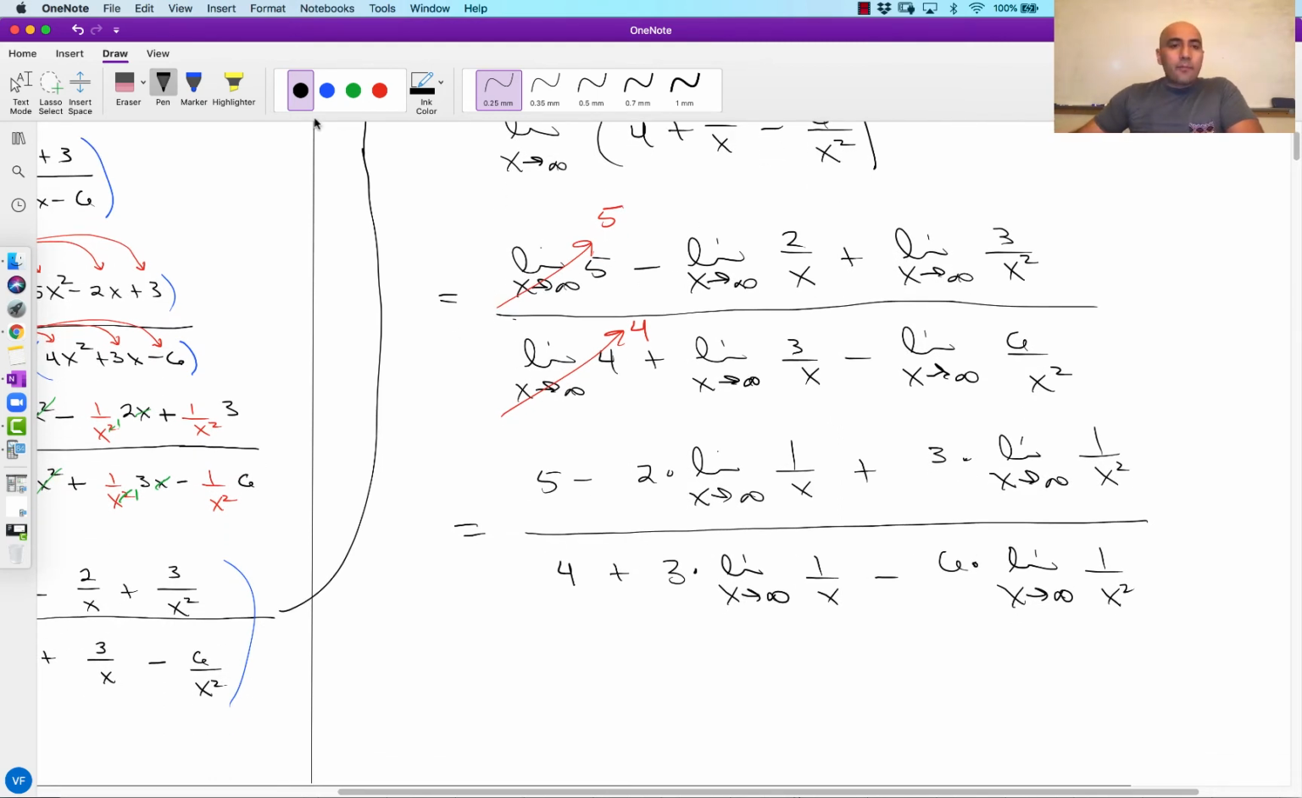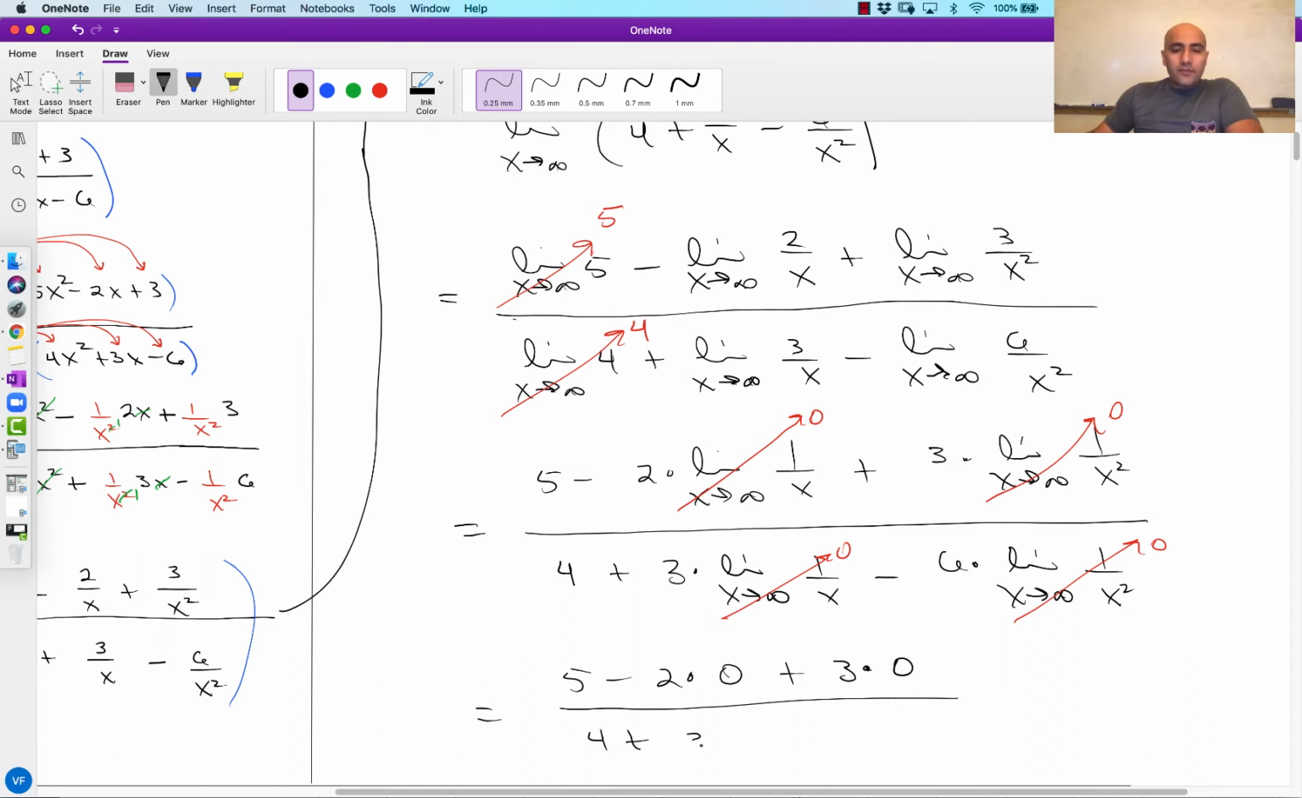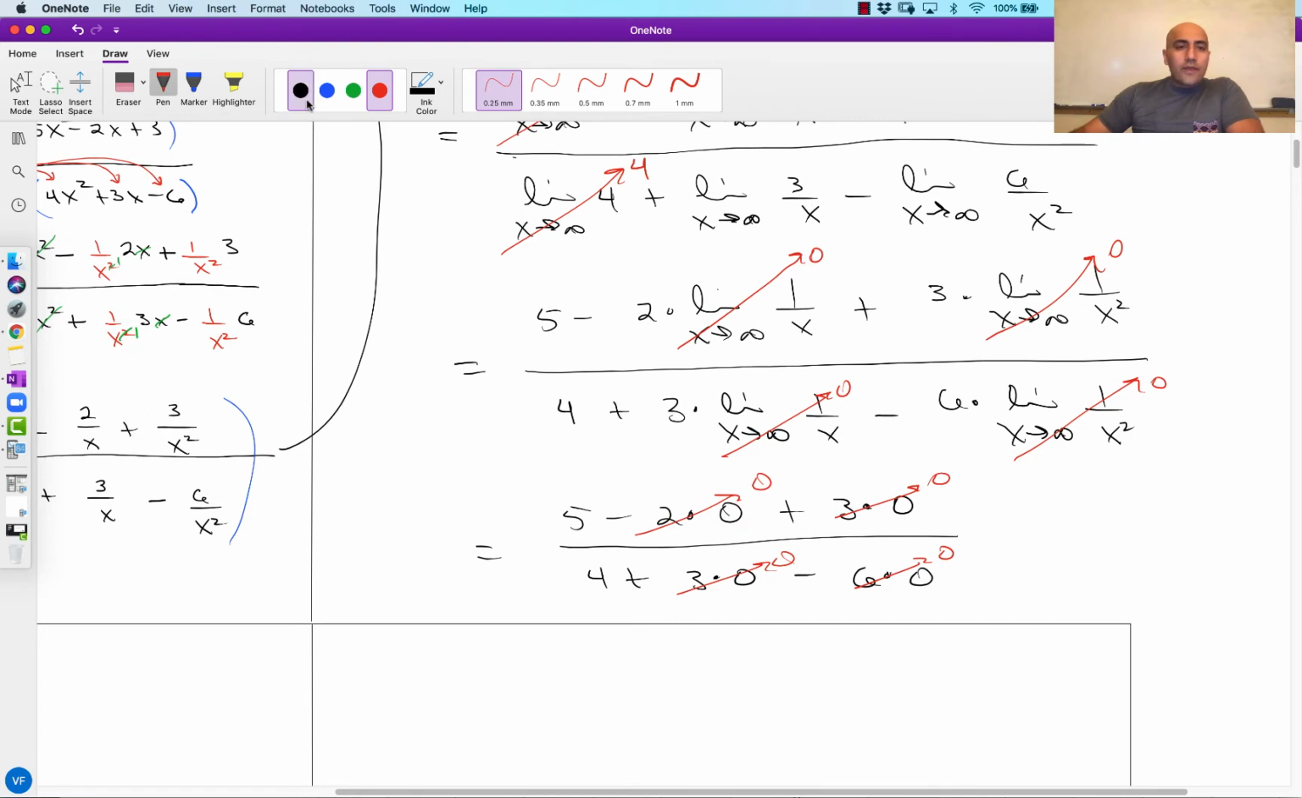Okay, and now according to property 5, or theorem 5 that we just saw, all of these values approach 0. That'll be a 0, that'll be a 0, that'll be a 0, and that'll be a 0. So our entire fraction then becomes 5 minus 2 times 0 plus 3 times 0, divided by 4 plus 3 times 0 minus 6 times 0. And 0 times anything is 0, so the whole thing just equals 5 over 4. And that's our answer for this limit, 5/4.